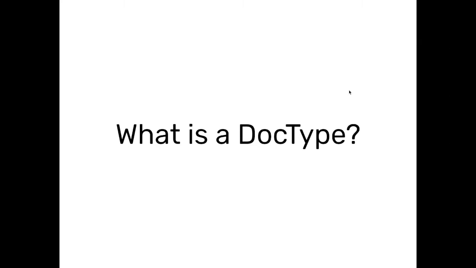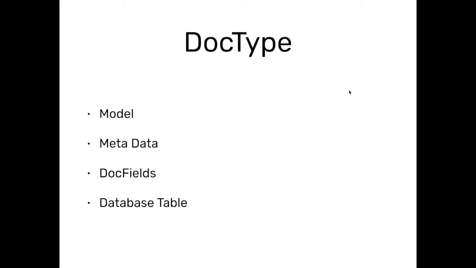So what is a doctype? It is a model. If you have used any other web framework like Django or Flask, they call it model. It basically describes the structure of an entity. It holds metadata. It holds fields, we call them doc fields. And also when you create a doctype, a database table is created in the database.